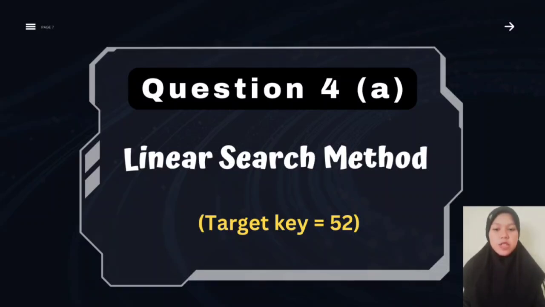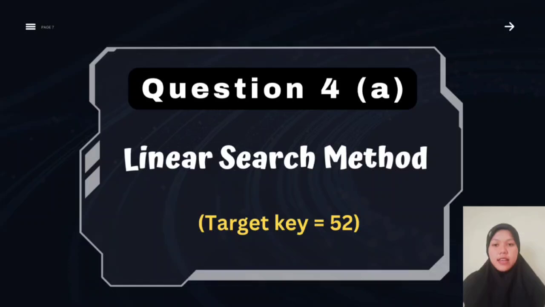The first is question 4A, linear search method. Linear search method is a method to find a specific item in a list by checking each element one by one. How it works: start at the first item in the list, next compare it to the target value, and then if it matches, return the position. If not, move to the next item and repeat until you find it or reach the end of the list. When to use: it is good for small lists or when the list is not sorted.